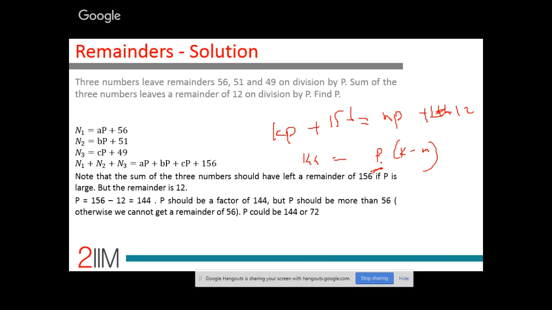And what we're looking for is a number that's a factor of 144, which is also greater than 56. It should be greater than all the remainders. You cannot have a remainder greater than the divisor. So our number P should be a factor of 144. It should also be greater than 56. So we're looking for either 144 or 72. Only these two possibilities exist. So P is either 144 or 72.